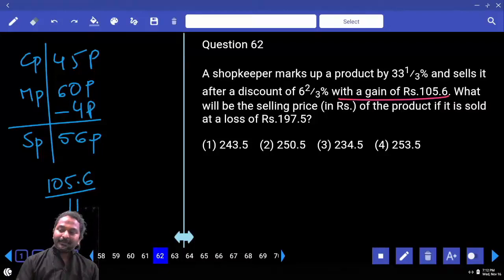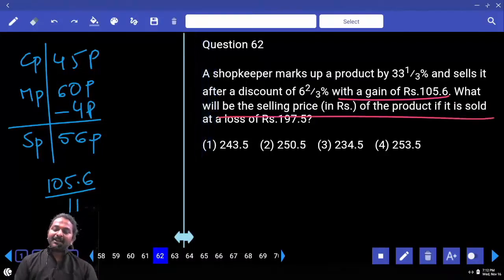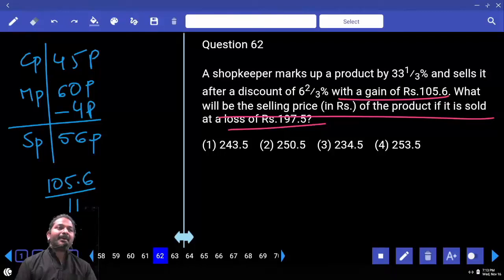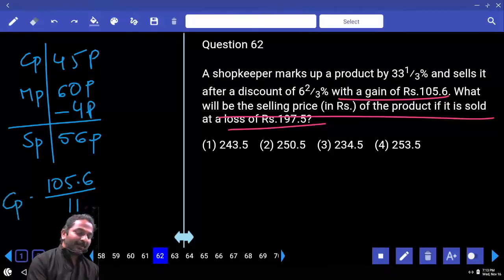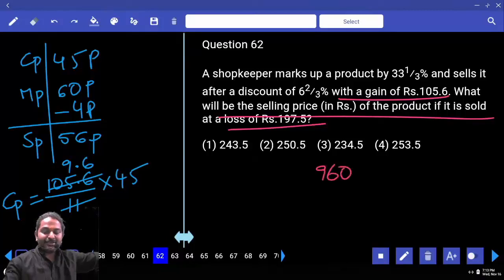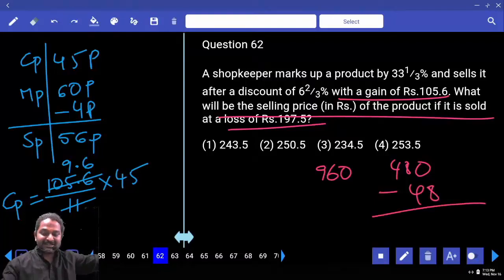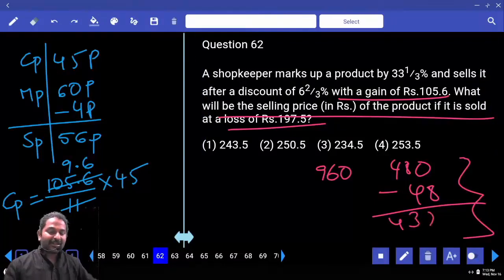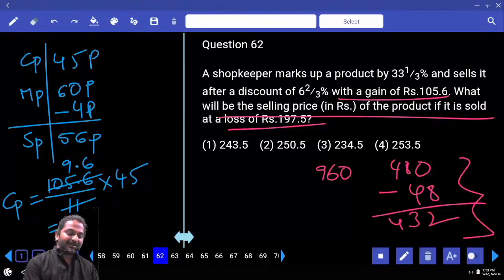That is 1 part value. What's the question? What will be the selling price of the product if it is sold at a loss of 197.5? So now you need to know cost price, right? Cost price is equal to 45 parts. 1 part into 45, 9.6 times into 45. How do you get 45 times? 50 times minus 5 times. What is 100 times of 9.6? 50 times 480. 5 times 48. 45 times in the sense difference only? 432. Correct.